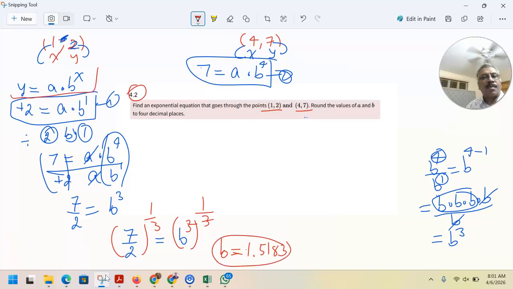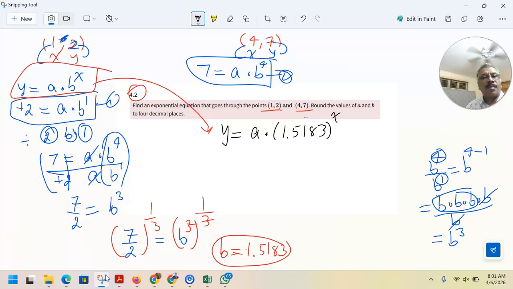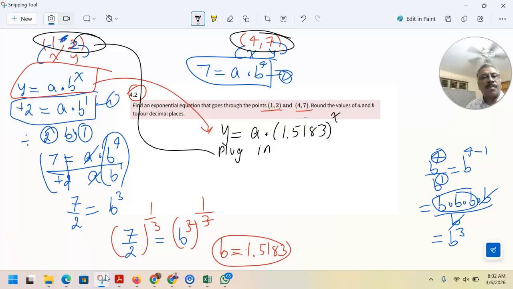Okay, so this equation which was here, now we can write it as y is a times 1.5183 raised to x. We can plug in any of these points. I think this is better, so let's plug in this. So y is 2, and a is what we need to figure out. And this is 1.5183 raised to x. X is 1.